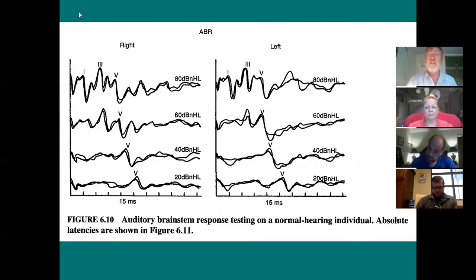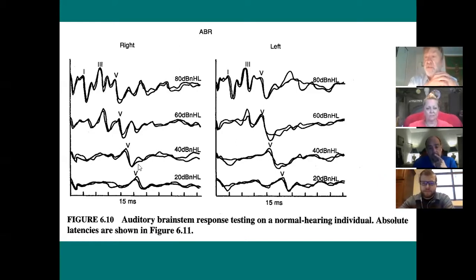So they call it auditory brainstem response. Now look what you see here. At 80 decibels, you saw all peaks. At 60, you saw all peaks. At 40, they were there. And finally, at 20, only peak 5 exists. Can you see that just as a little bump?